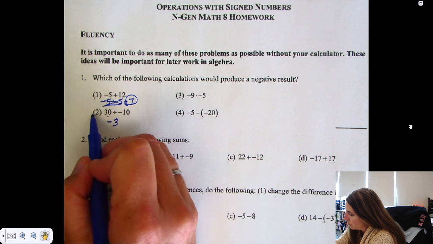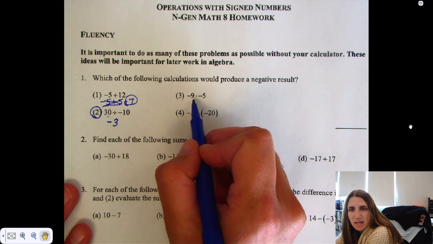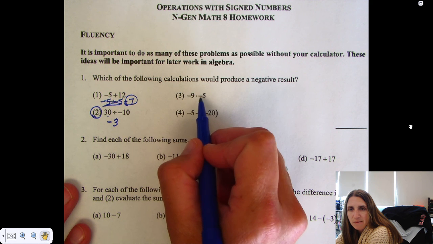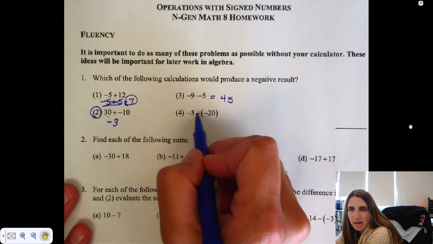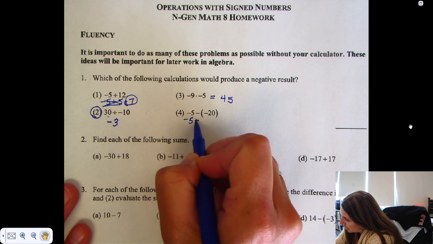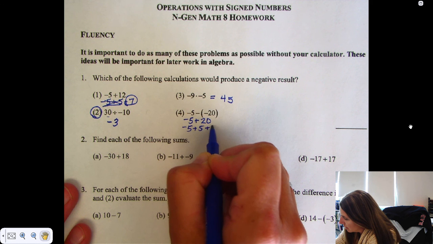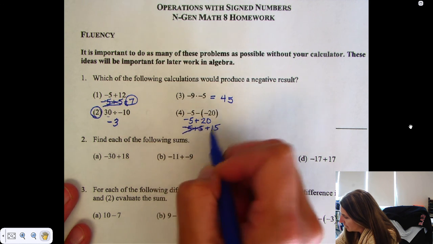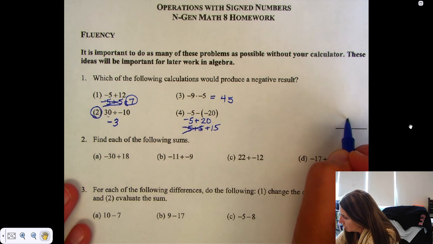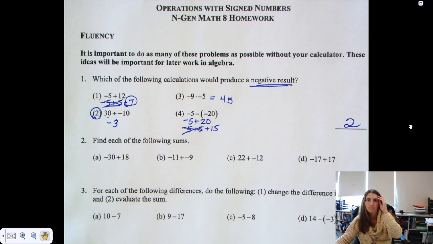So far, I think number 2 is most likely my answer, but I need to check in with 3 and 4. Negative 9 times negative 5, that's multiplication. So a negative times a negative cancels out with multiplication, if you remember. That's positive 45. And if we keep change opposite, we end up with more positives. So pulling apart that 20, I'll have 2, a negative 5, and a 5 canceling, and I'll end up with positive 15. So my answer is number 2, for which one has a negative result.